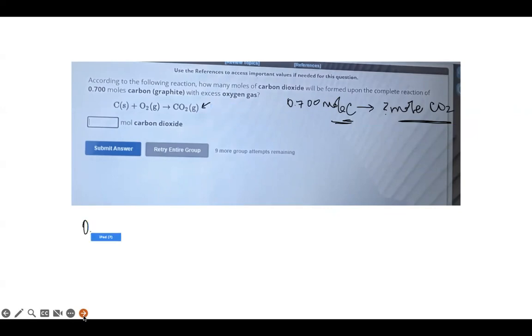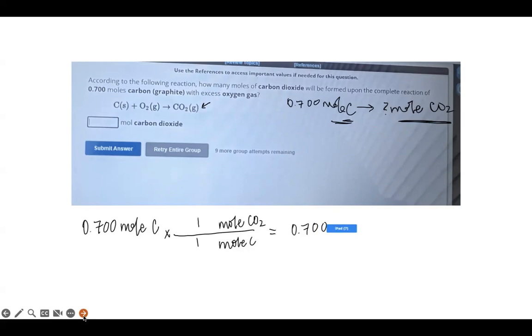So I'll start with my given quantity, moles of C. I want to get out of moles of C, so I'm going to put it on bottom. I'll put what I'm trying to get into on top, which is moles of CO2. So this equation has all implied coefficients of 1. I don't need a calculator to do this one, but this problem happens to be that 0.7 moles of C equates to 0.7 moles of CO2. Okay.